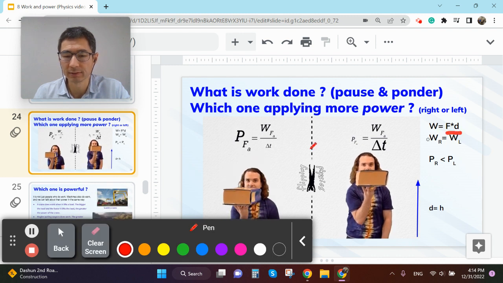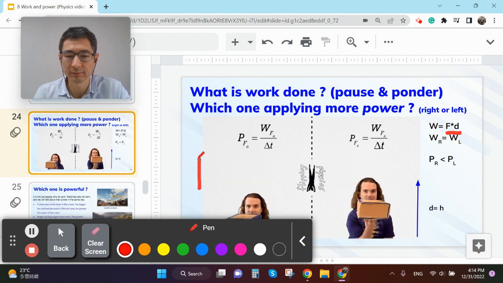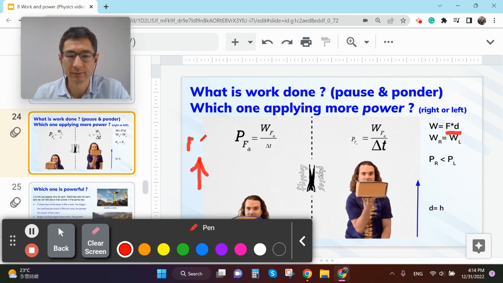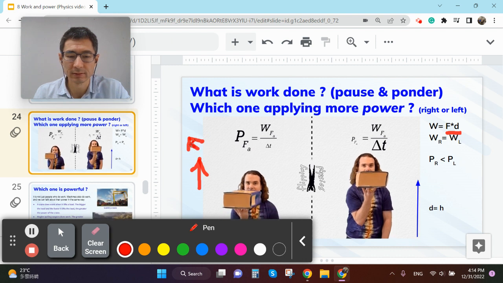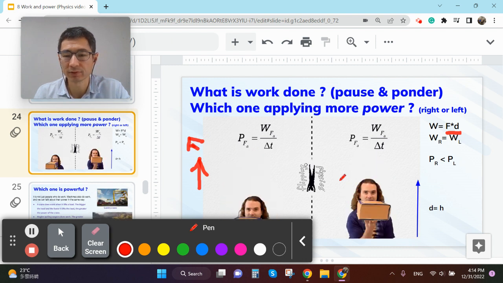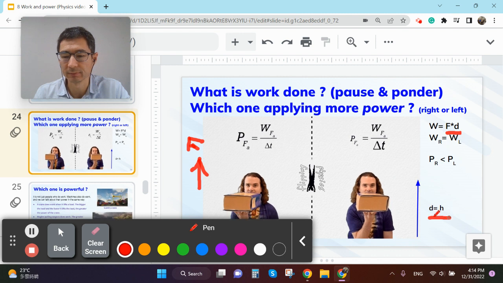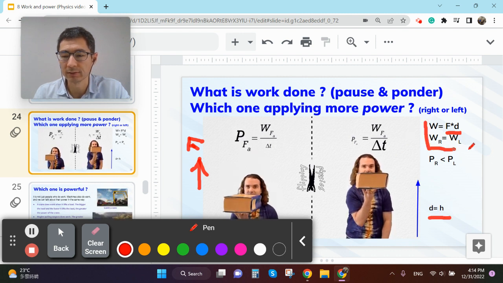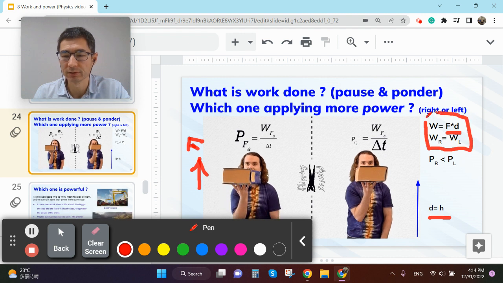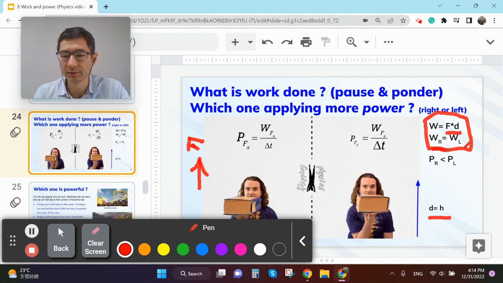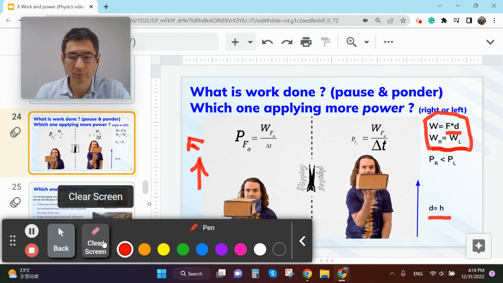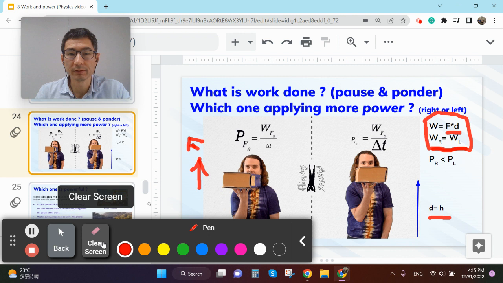and the force applied, which is against gravitational force, here is Fa, is the same in both cases, and the distance is the same in both cases. So the work done by the teacher on the left and the teacher on the right is the same. Work done is the same.